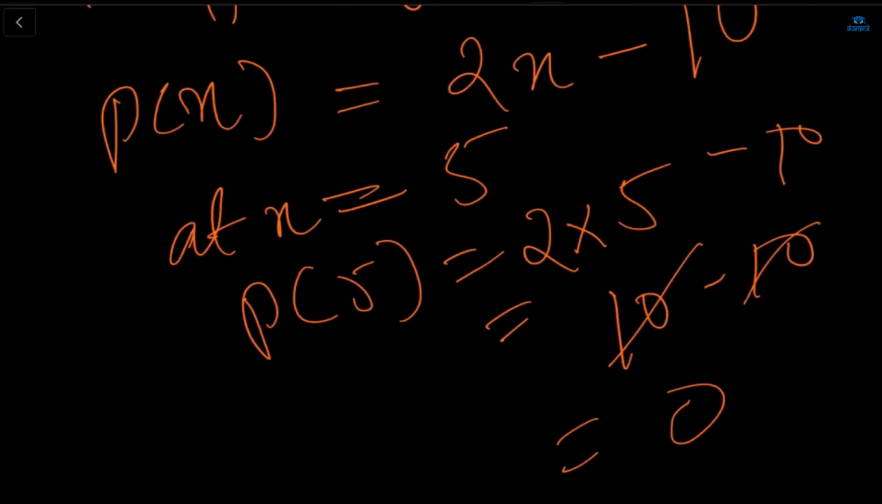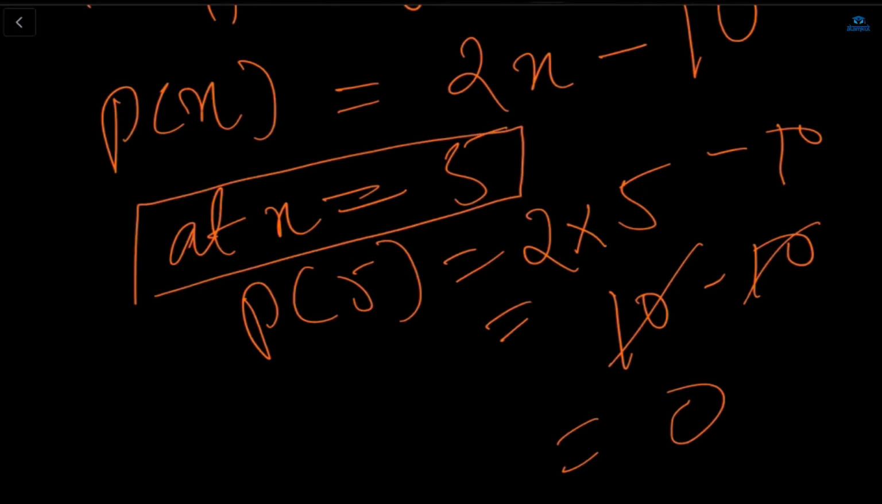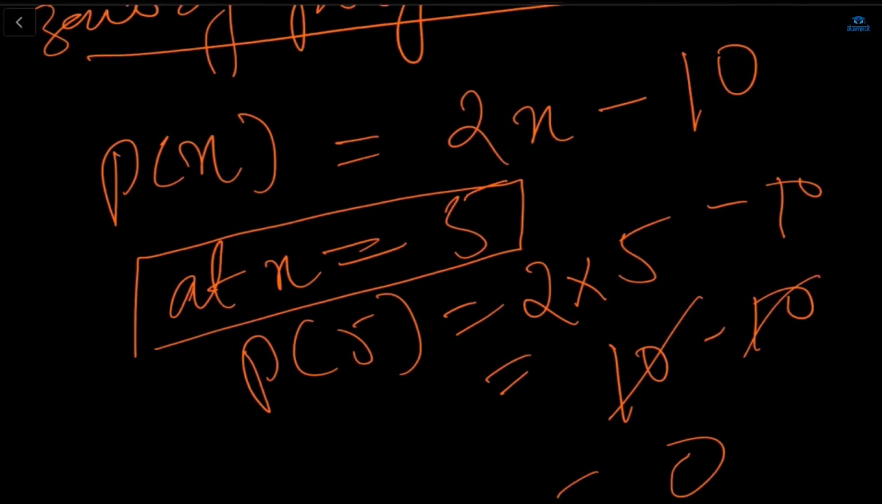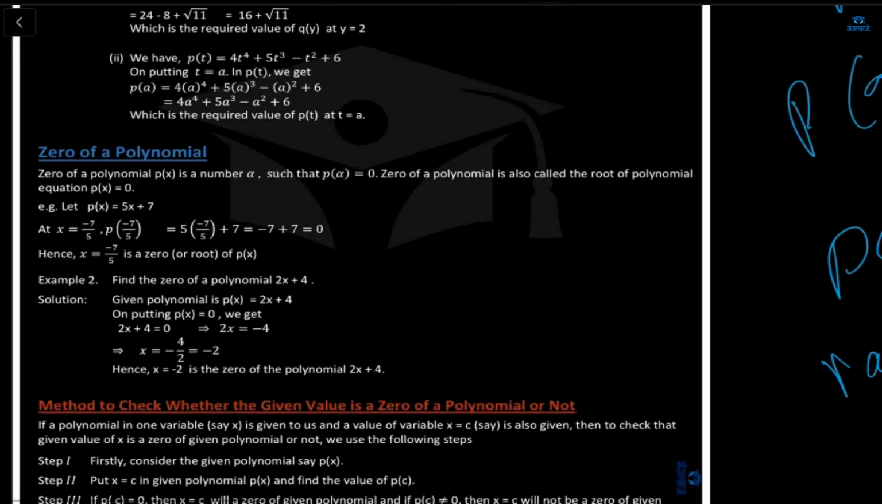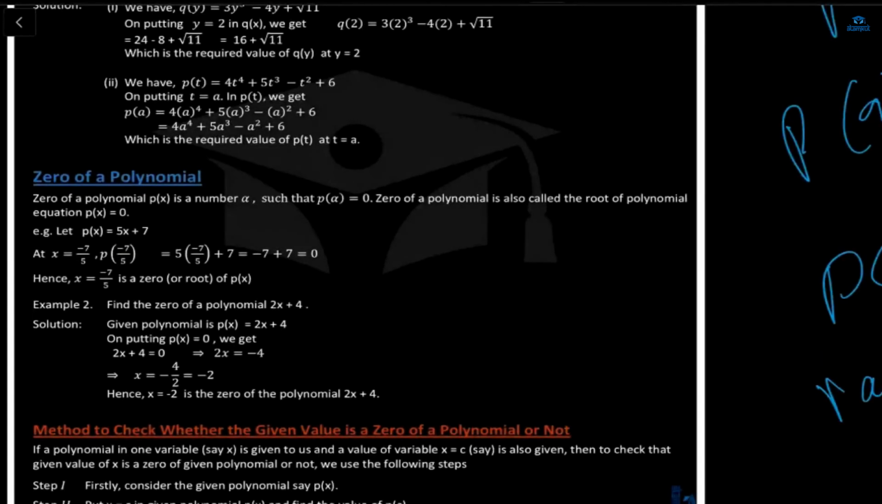Understood? The value at a given point which will make the complete polynomial value 0 is called the zero of the polynomial. For this polynomial 2x minus 10, x is equal to 5 is the zero. Since it is a linear polynomial, a maximum of 1 zero will be there. For a quadratic polynomial, at most 2 zeros will be there. Everybody understood what I mean by the term zero of a polynomial?